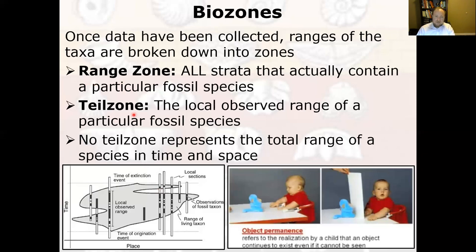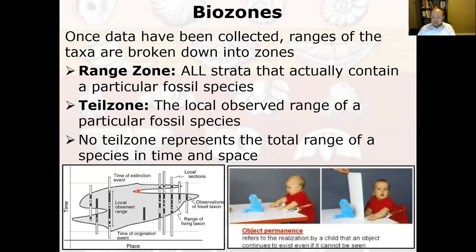The TL zone is basically looking at an individual location or an individual outcrop. So here, this observed local range, that's the TL zone. It's different from the full range. And basically, we have to remember that if we're at any one outcrop, when an organism disappears, it doesn't necessarily mean that it went extinct.